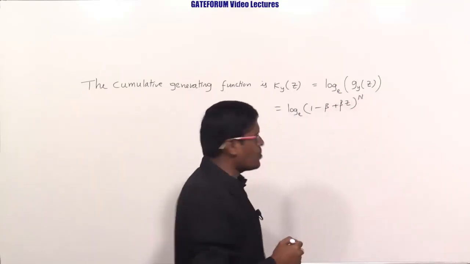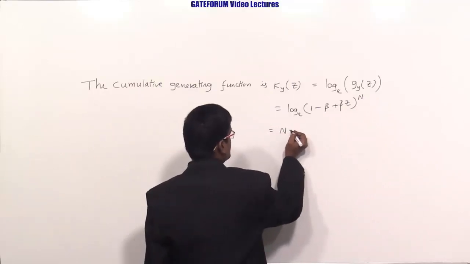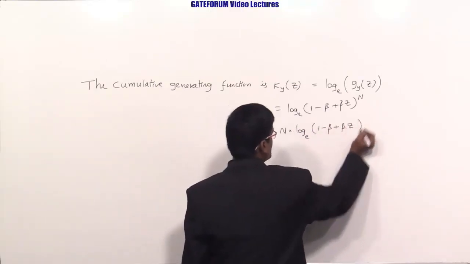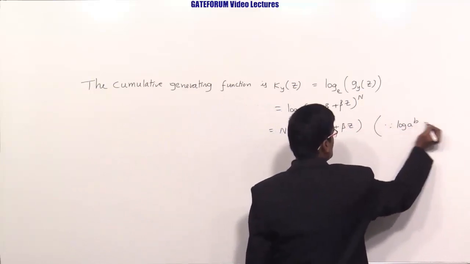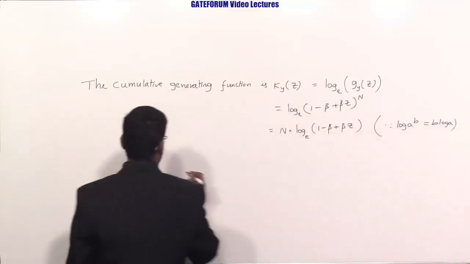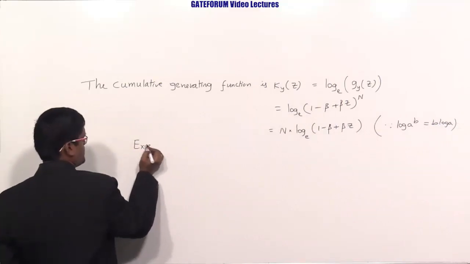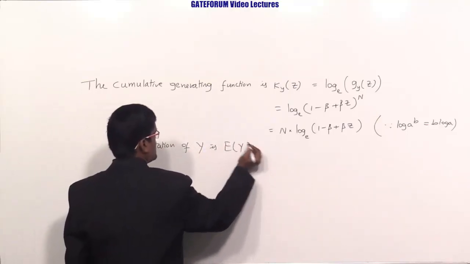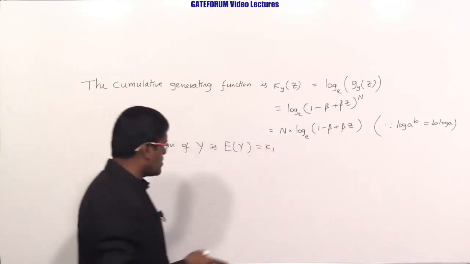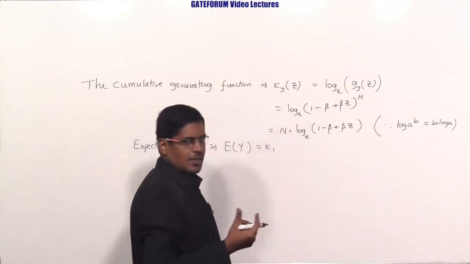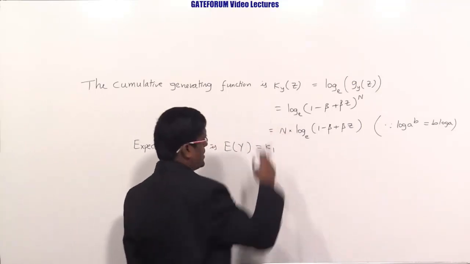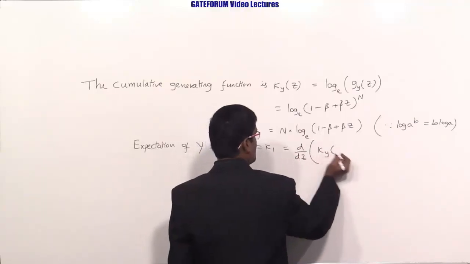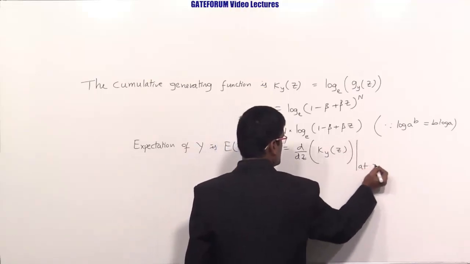According to the logarithm properties, the power should be pre-multiplied. So n times log e of (1 minus beta plus beta z), since log a to the power b is equal to b log a. So the expectation of y is nothing but the mean of y, which is E of y, which is K1. K stands for cumulative generating function. K1 is nothing but the derivative with respect to z of Ky of z, and then put z equal to 1.